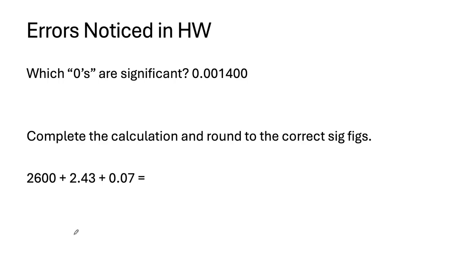All right, so errors I noticed in the homework from homework 1, the homework and the review quiz. So one of the questions was, which zeros are significant? Well, I see I've got zeros at the beginning of the number, zeros at the end of the number. The leading zeros are never significant. Now, zeros after a decimal place and after a number are significant. So these zeros here would be significant. So this number has 4 significant figures.